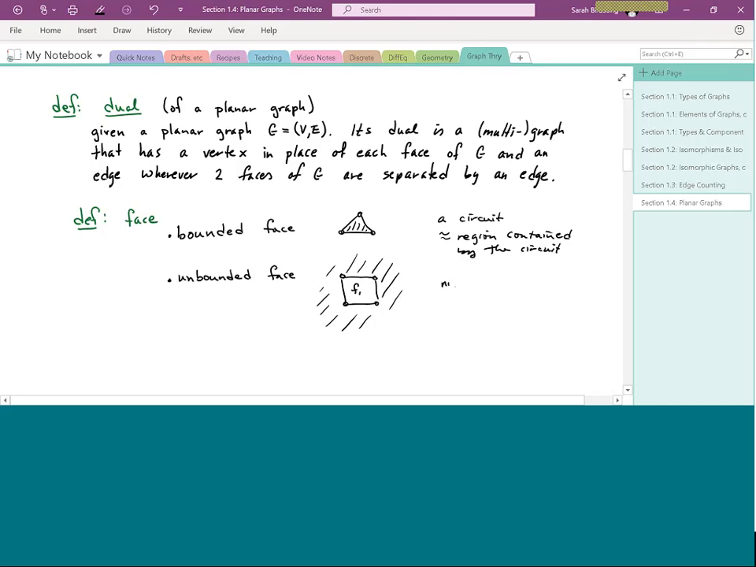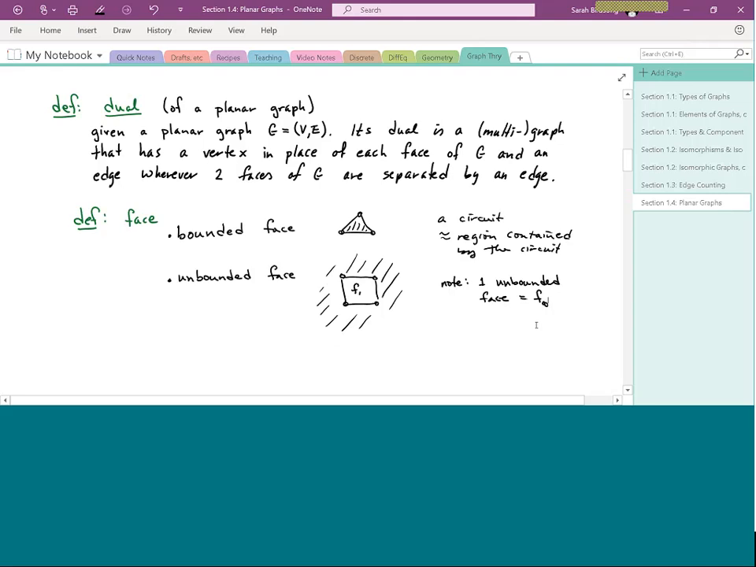Note, don't use the letter B, because we need unbounded face. And often, people call this one F with a little infinity symbol at the bottom. That was totally trying to be an infinity symbol down there in the subscript. Why infinity for unbounded?